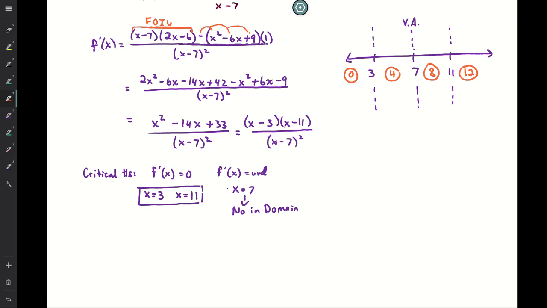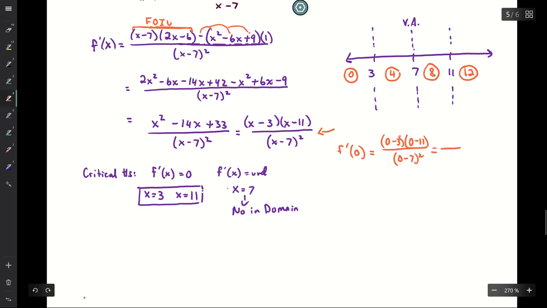The easiest form of the derivative there is this factored form. So that's the place I'm going to plug these test values into. So f prime of 0 will be 0 minus 3, and then times 0 minus 11, all over 0 minus 7 squared. We notice that the bottom part is squared, so no matter what, it's going to be positive. On the top, we have a negative multiplied by another negative, so that's going to end up being positive. So positive over positive, positive overall. We've got increasing behavior there.